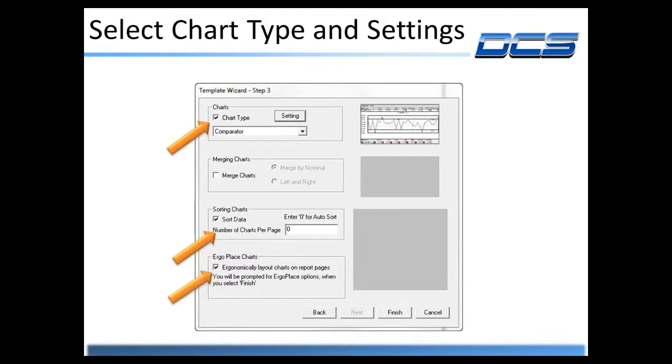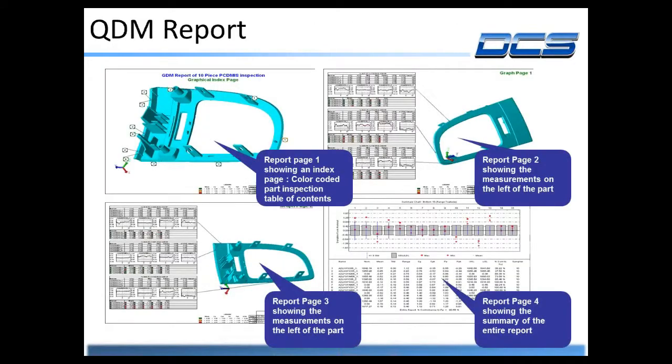Yes. Which leads us to the ergo place setting, where it's automatically going to lay them out in the 2D space around your 3D part in the drawing, in the pages. And go ahead and click Finish, and then QDM 3D goes to work for you, giving you these different flavors of how a report page can look. You see some color-coded part inspection table of contents in the first window on the upper left-hand corner.